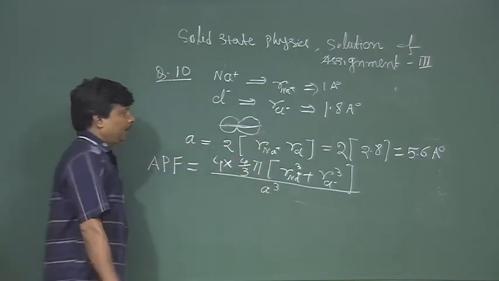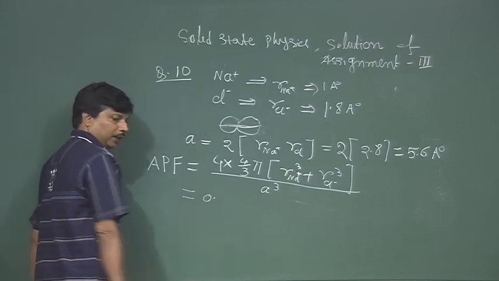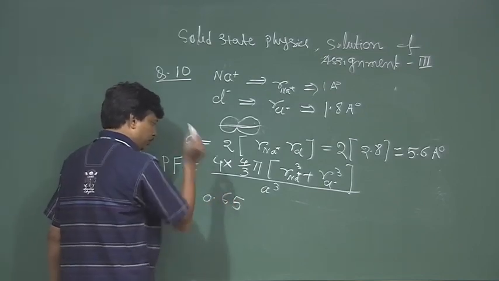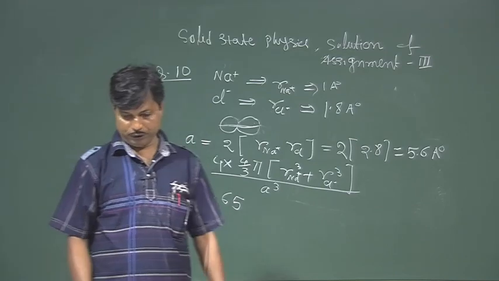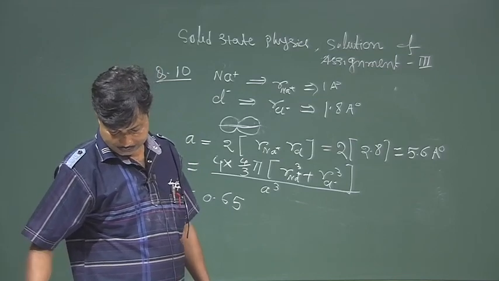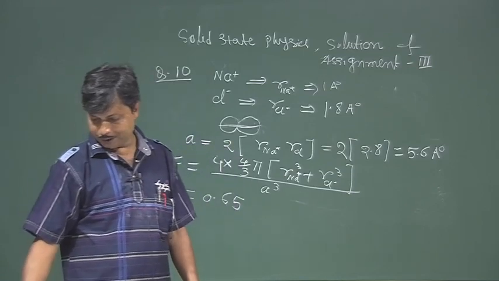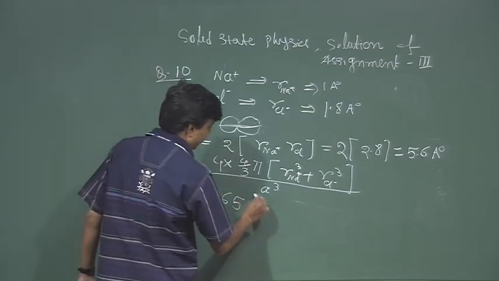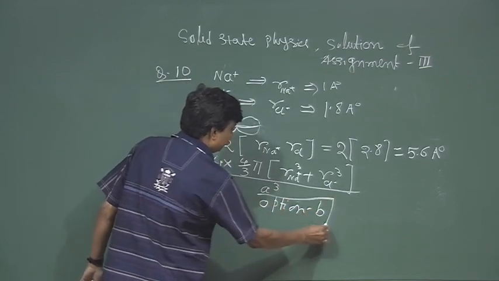Now, put all this data here. After putting, you must get the value. It will come nearly 0.65. So, this is the atomic packing fraction for sodium chloride. Which option will be correct? Option B is 0.65, that means option B will be correct. So, for question number 10, option B is correct, 0.65.